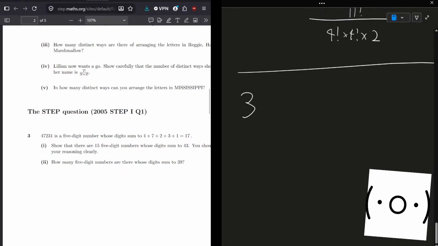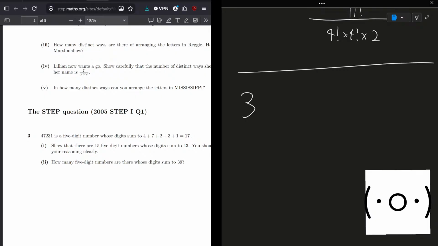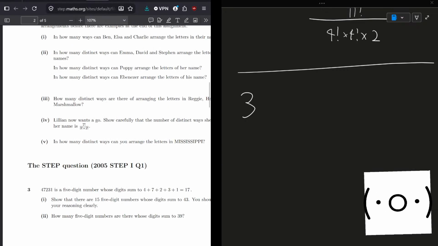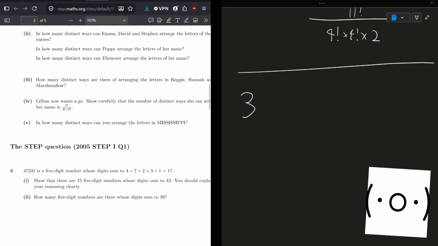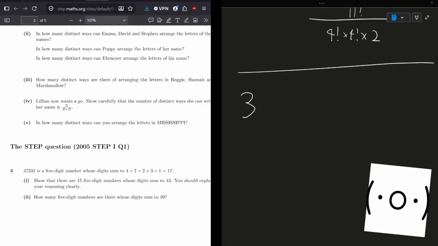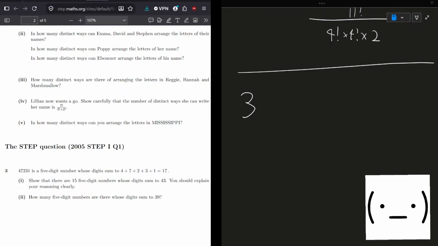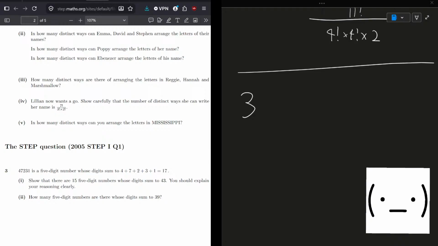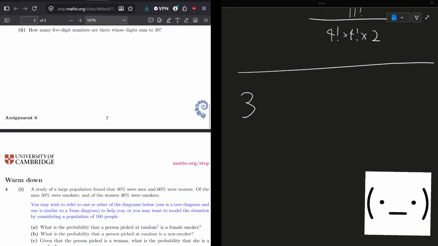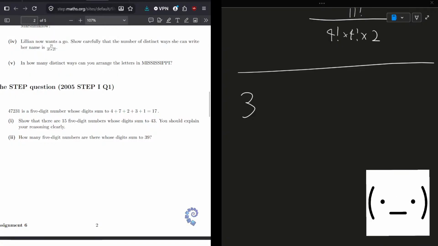Okay, so finally the step question has arrived, and for the step question I'm going to start talking, because let's be honest, the preparation was pretty rote, so it wasn't that interesting. It was just applying the stuff you got from below. So, without further ado, let's start looking at it. 47231 is a 5-digit number whose digits sum to this. Just to warm up. Okay, so it's just a bit of probability. We should be fine.